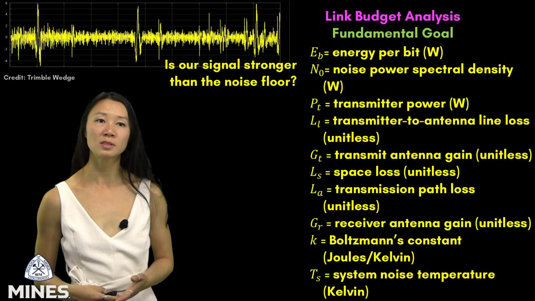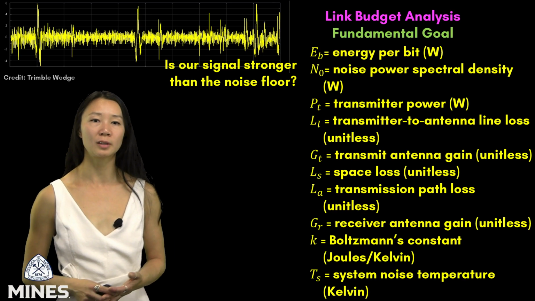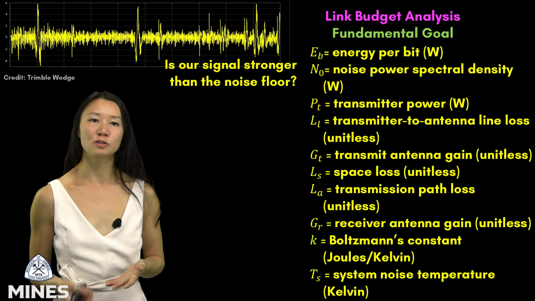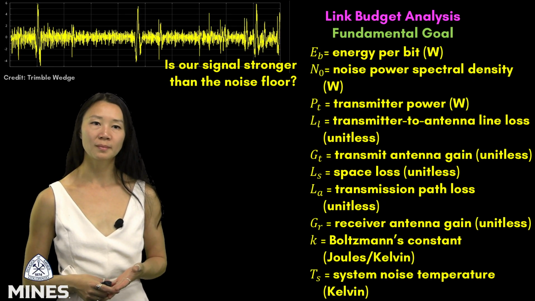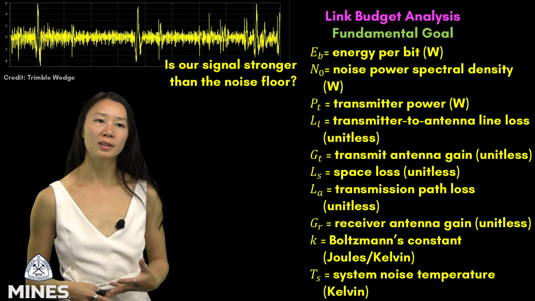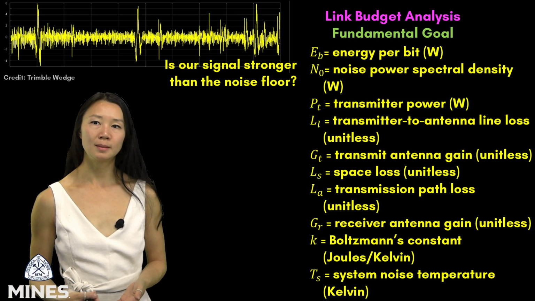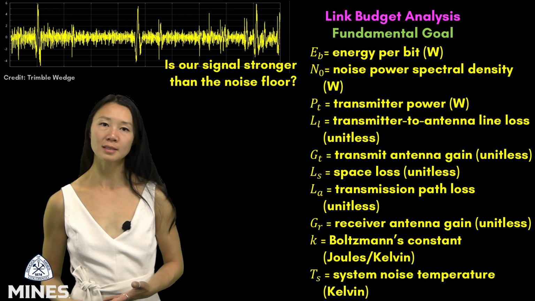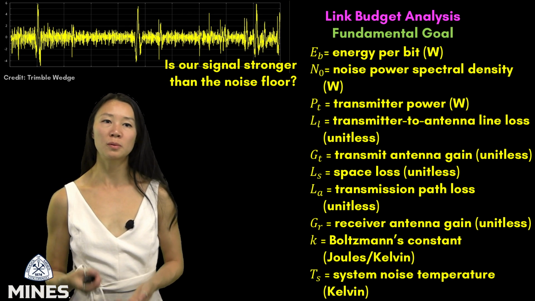Now that we've introduced all the key contributors to the link equation, let's take a step back and ask, is our signal stronger than the noise floor? That's really at the heart of a link budget. The goal is to ensure that the energy per bit, Eb, is sufficiently higher than the noise power spectral density N naught. This is what that ratio quantifies.